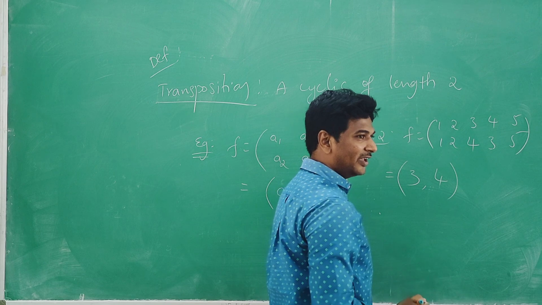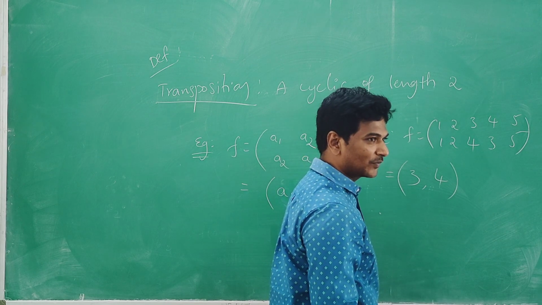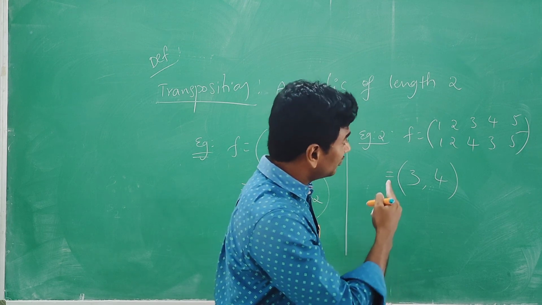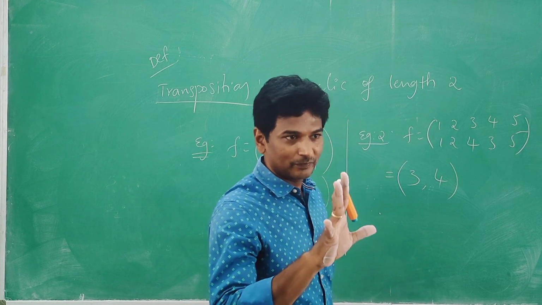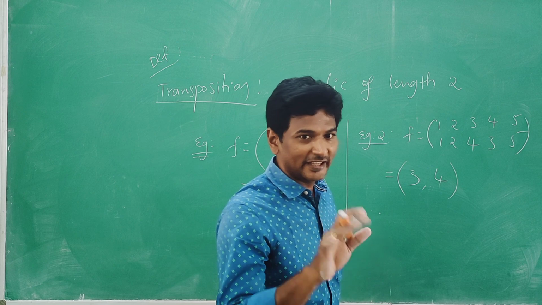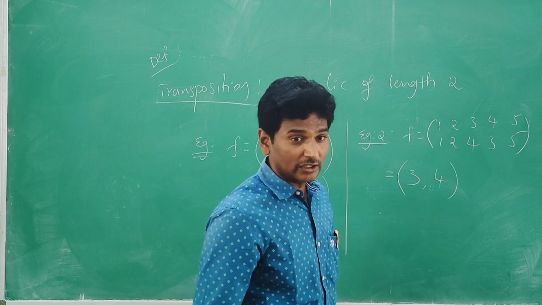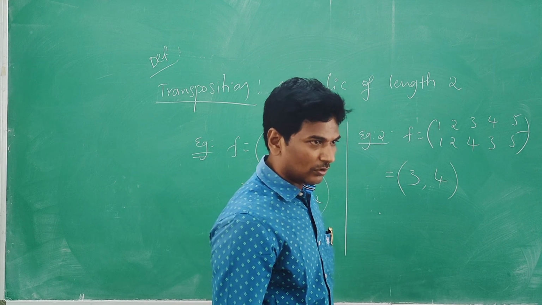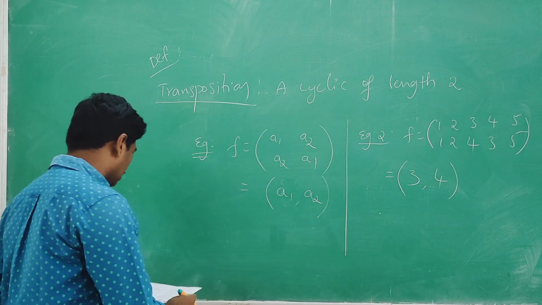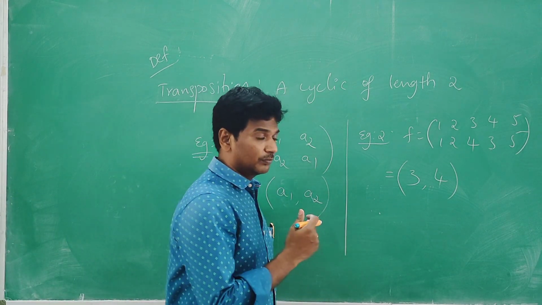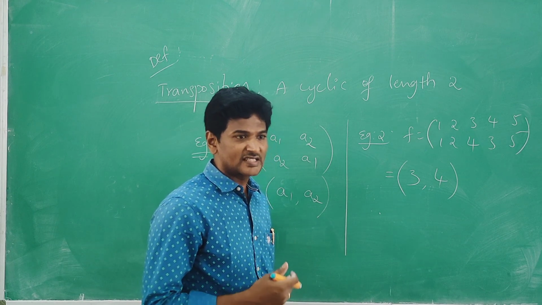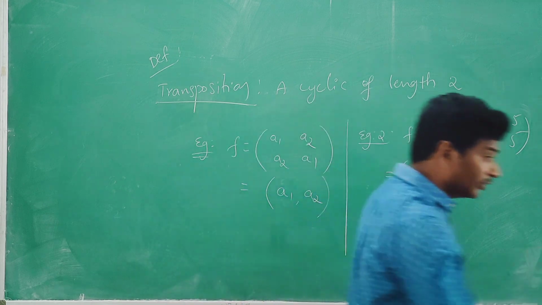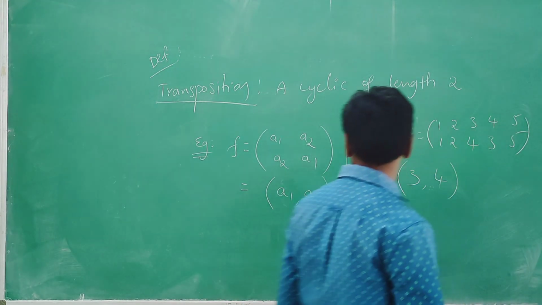It is called a transposition. And the degree of the permutation is how much? 5, because the set contains 5 elements. That is the degree of the permutation. Is it clear or not? So these are the definitions of transposition and cyclic permutation. Now I will give one more definition.